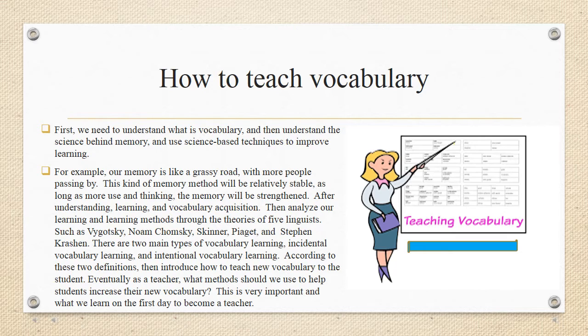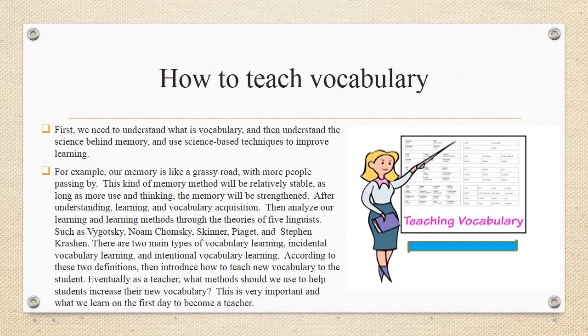For example, our memory is like a glass wall with more people passing by. This kind of memory method will be relatively stable as long as there is more use and thinking. The memory will be strengthened. After understanding learning and vocabulary acquisition, we analyze our learning and learning methods through the theories of language scholars such as Vygotsky, Noam Chomsky, Schema, Piaget, and Stephen Krashen.